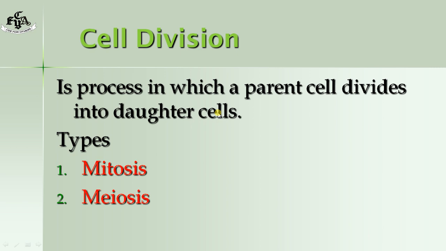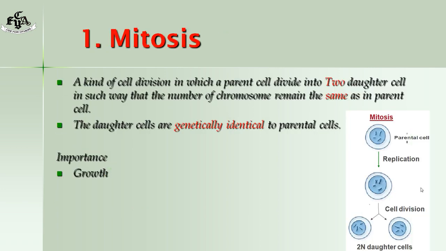There are two main kinds of cell division. One is mitosis and another is meiosis. So first of all, we will discuss mitosis. In this diagram, you can see that this is a parent cell, and this is the nucleus of the parent cell. Inside the nucleus there are chromosomes, and the number of chromosomes in this parent cell is 4. Inshallah, in the next lecture you will study about chromosome, DNA and gene.